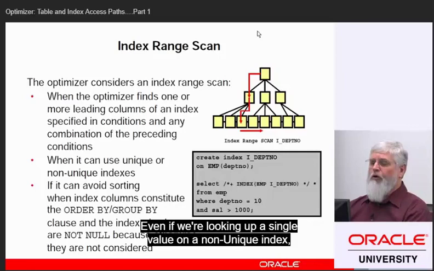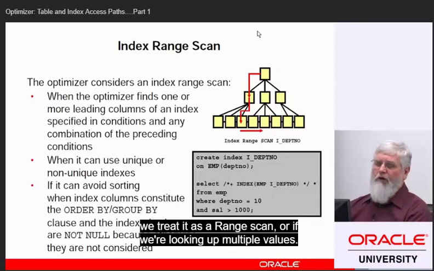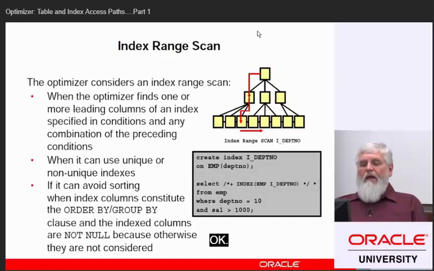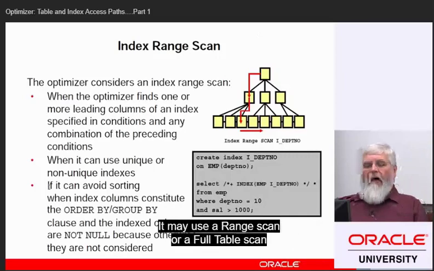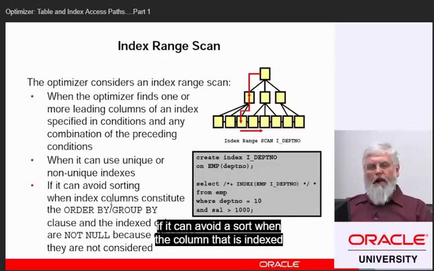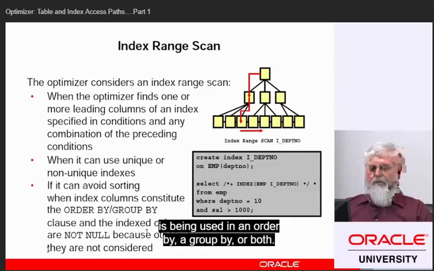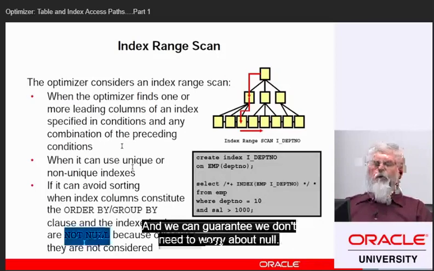Okay. It may use a range scan or a full index scan if it can avoid a sort when the column that is indexed is being used in an order by, a group by, or both. Okay. And we can guarantee we don't need to worry about nulls, so there's a not null condition on one of the columns, or we specify the not null condition as a prerequisite.